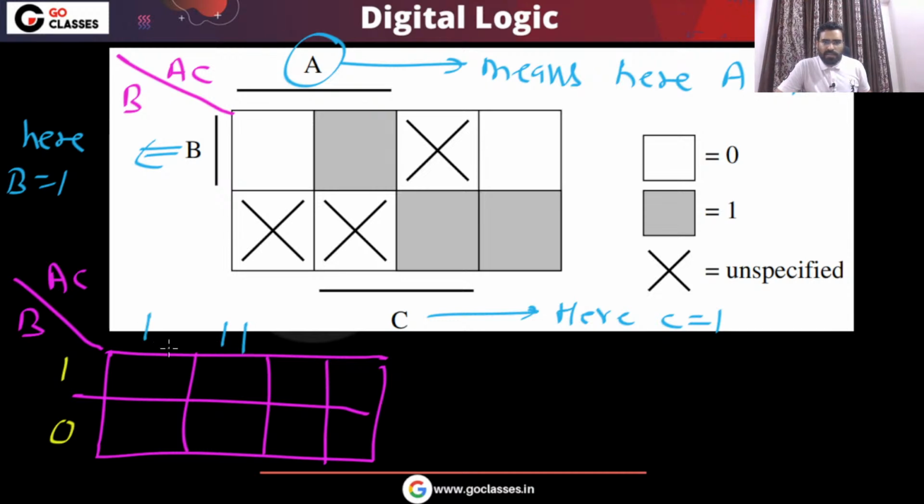Here A is 1, C is 0. Okay. Next, you can notice here A is 0, C is 1. And here both are 0. So this is the encoding. Is this clear? This is the encoding given to you.